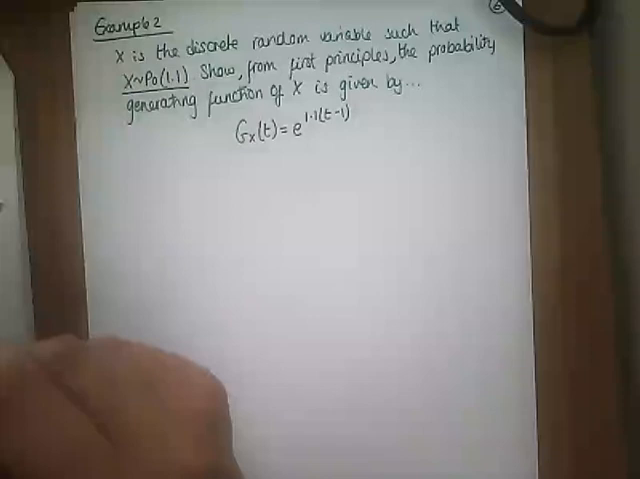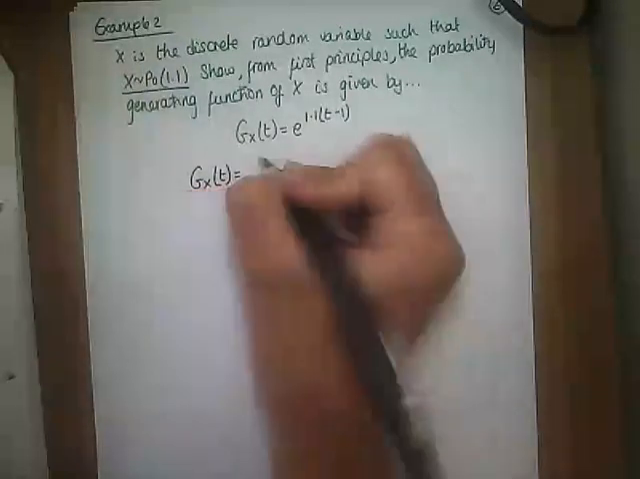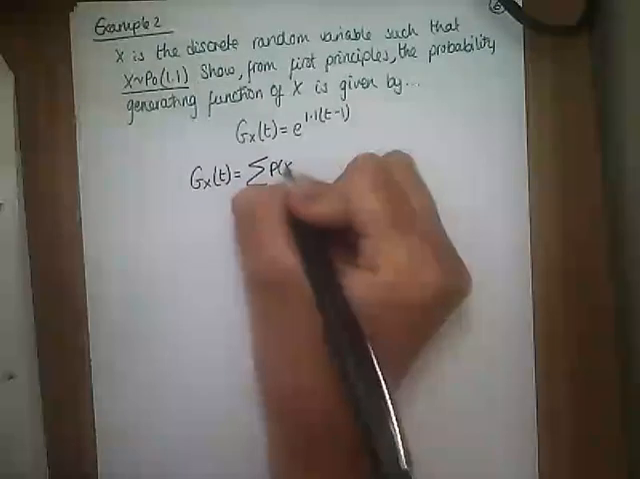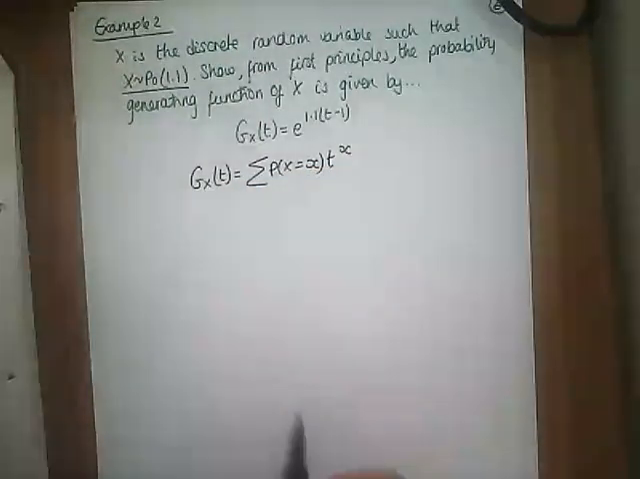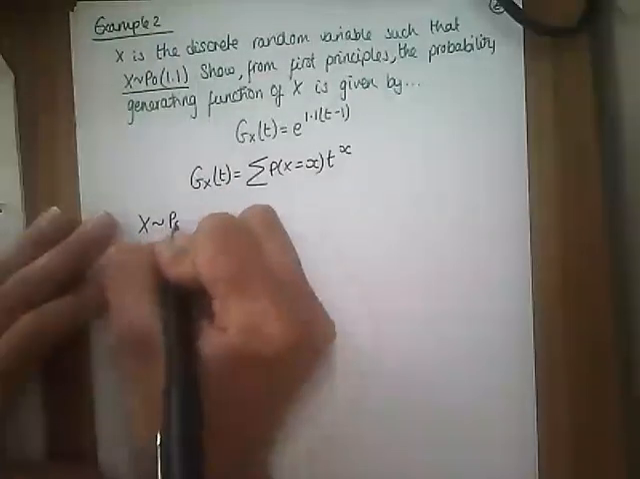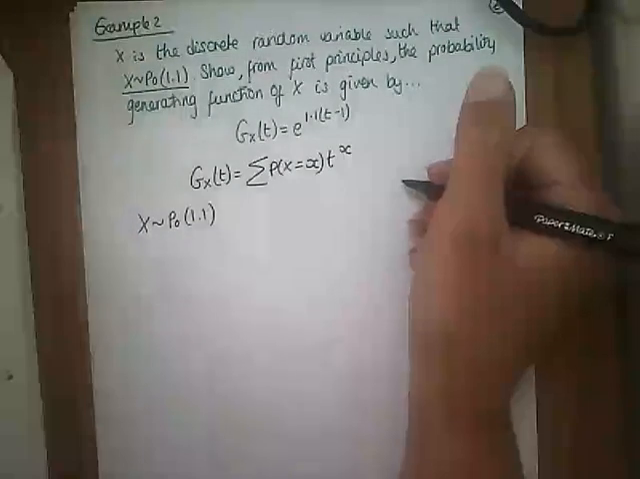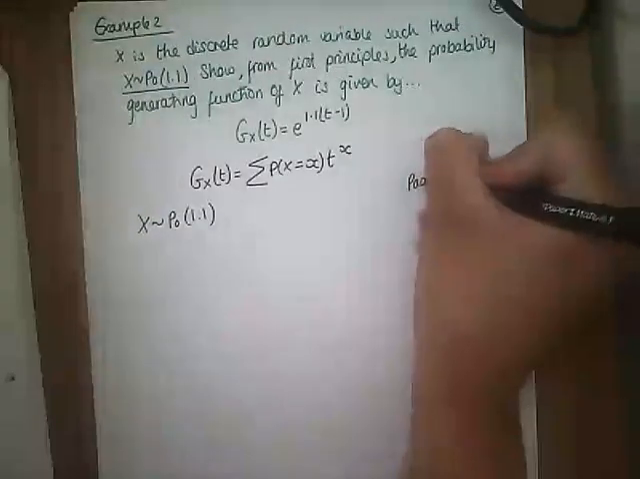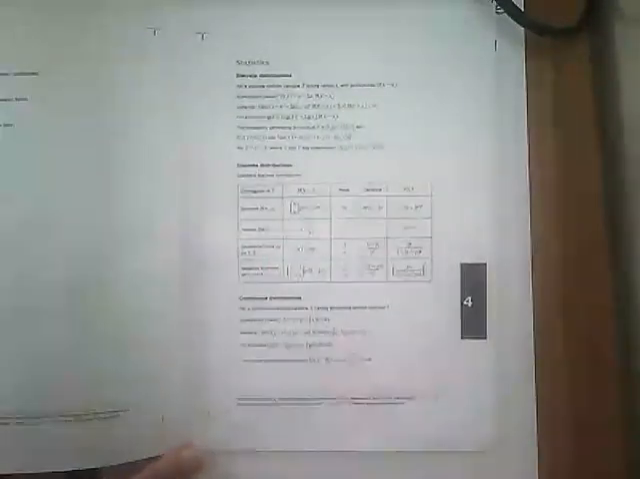Okay, so obviously we know that our probability generating function is given by the sum of our probability mass function times t to the power of x. Here we've got a Poisson distribution with a lambda value of 1.1. If you look in your formula book, and I'm going from page 23 now because that's got all of our PGFs on it as well, so it's a good table to use. It's under A level further maths.